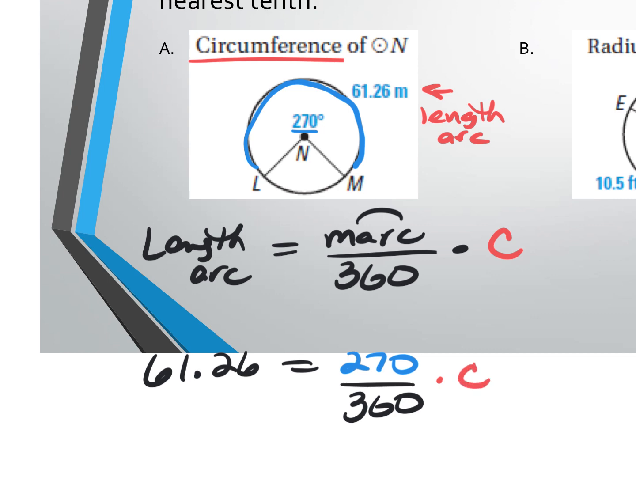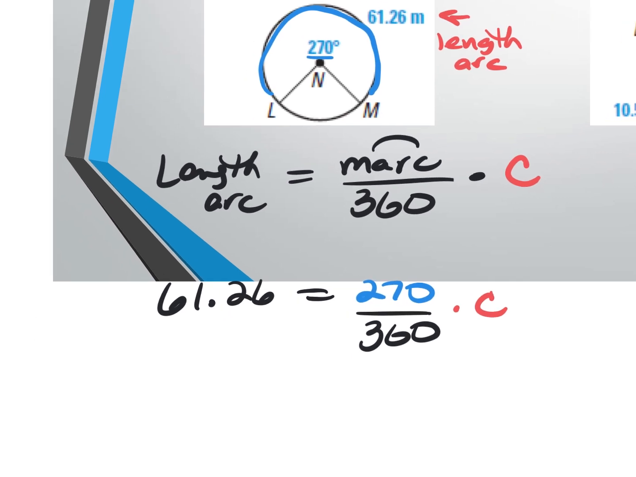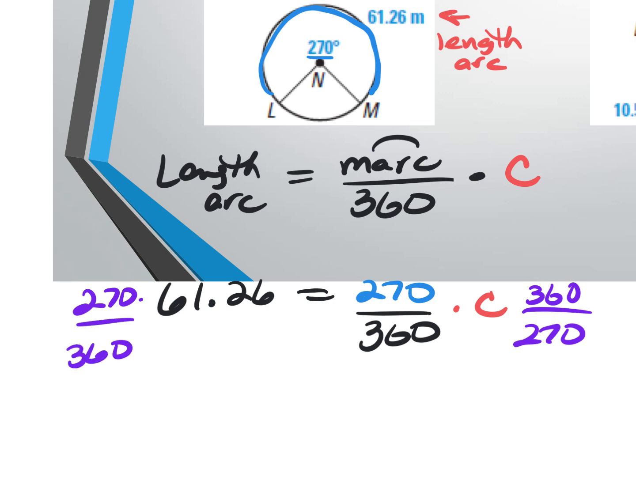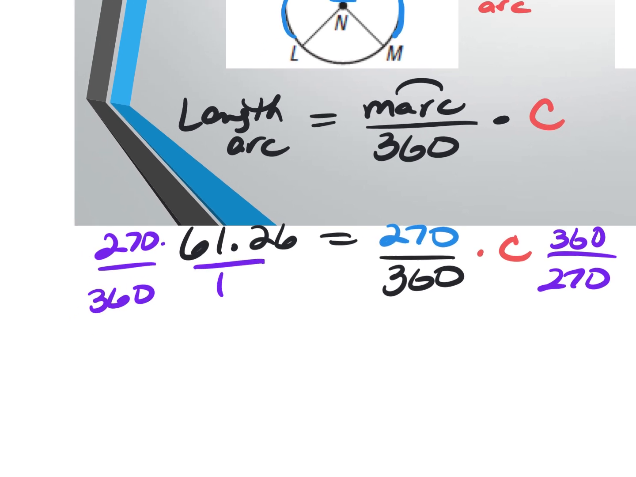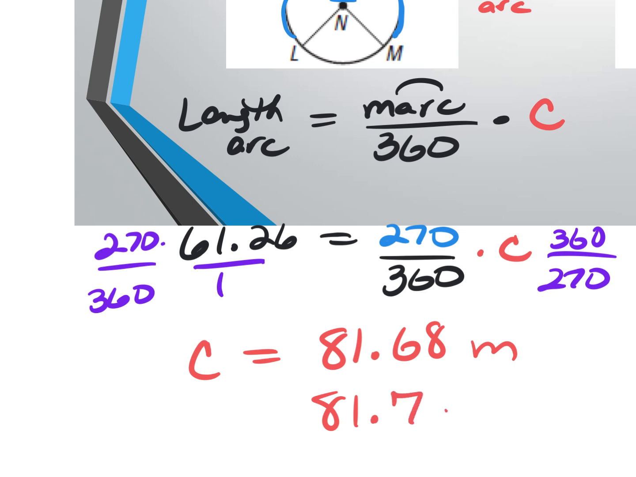So now, because they're just asking me to find C, and they said use my calculator, all I have to do is divide both sides by 270 divided by 360, or again, do that reciprocal thing. Multiply this by 270, and then divide it by 360. Once you do that, the circumference is equal to, and this said round to the tenths place, 81.68 meters, but to the tenths place, 81.7.